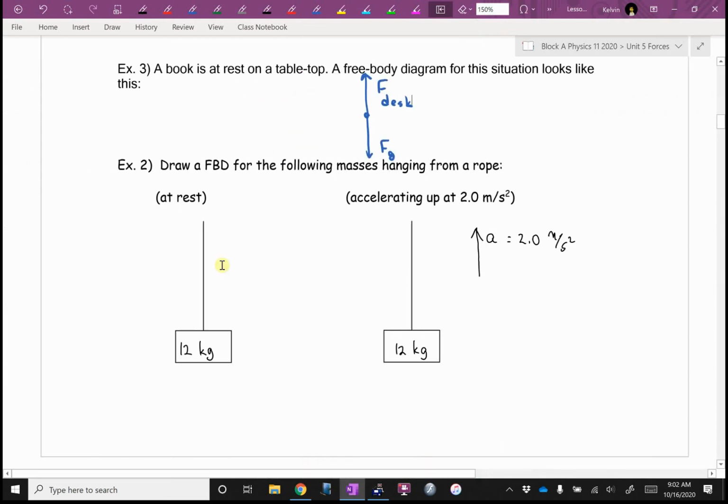Example 2 says, draw a free body diagram for the following masses hanging from a rope. So in the first situation, we're at rest. This is a job for a free body diagram. I'm going to represent the mass with a dot. What are the forces acting on that hanging mass? Get the obvious one. Draw gravity down. And we'll call that Fg.